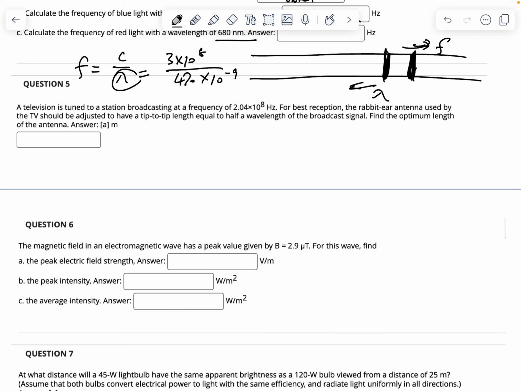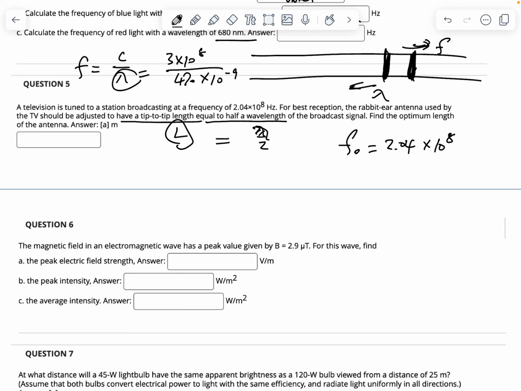A television is tuned to a station broadcasting at a given frequency. For best reception, the rabbit-ear antenna used by the TV should be adjusted to have a tip-to-tip length equal to half a wavelength of the broadcast signal. Find the optimal length of the antenna. So L equals half of the wavelength, and we are looking for L.